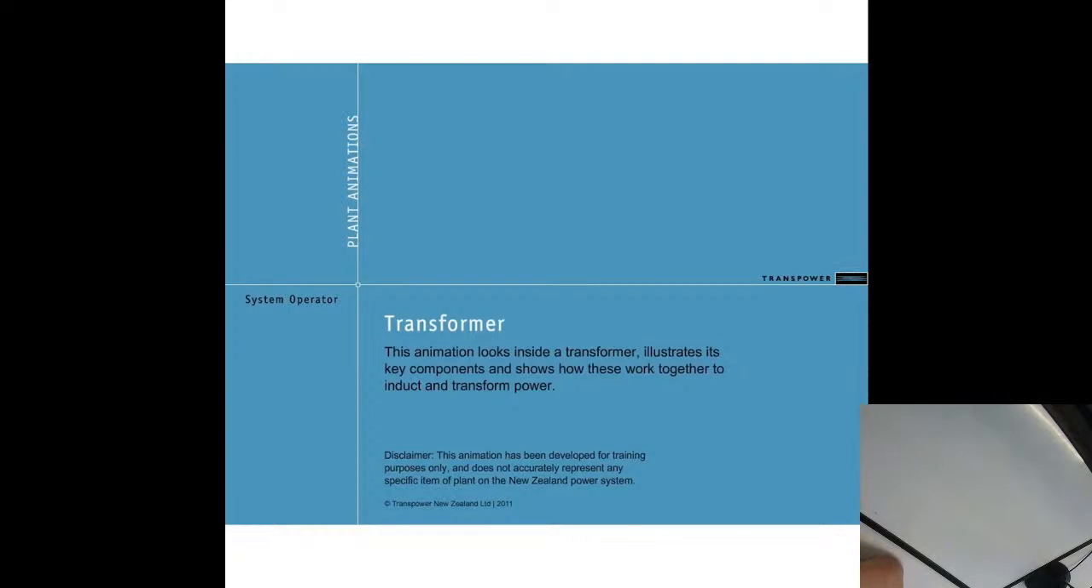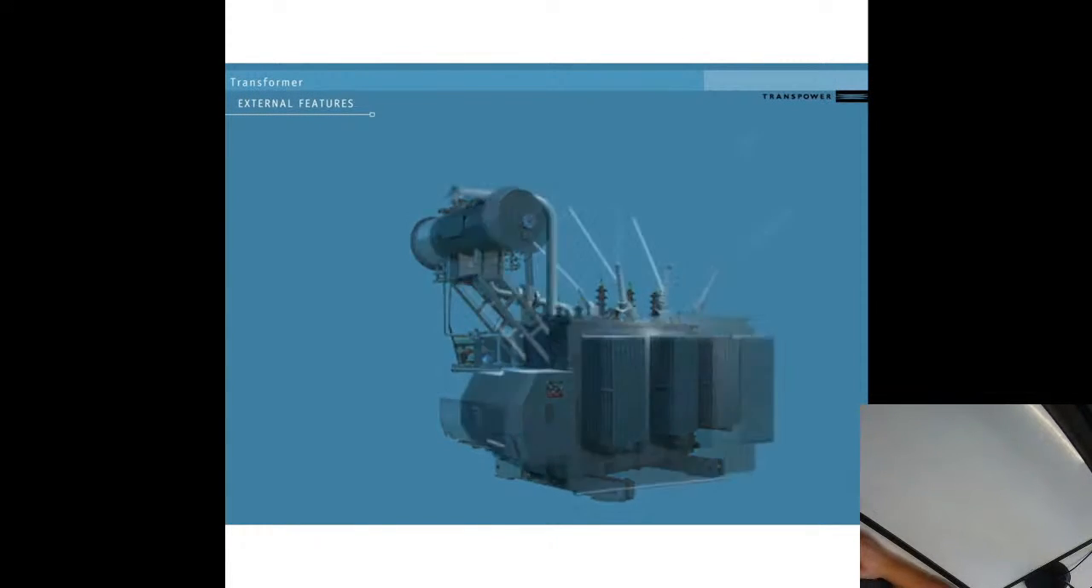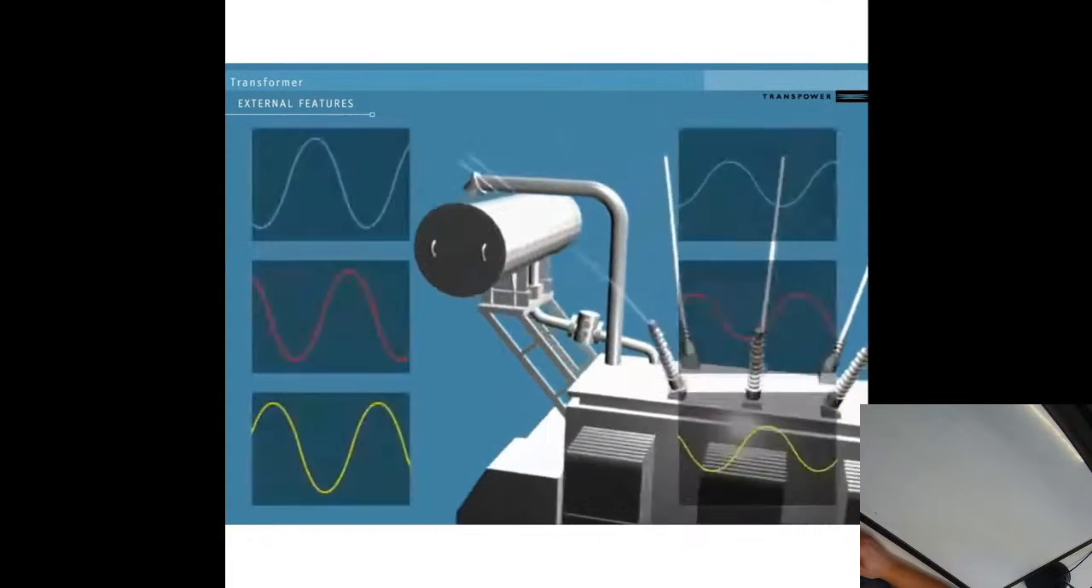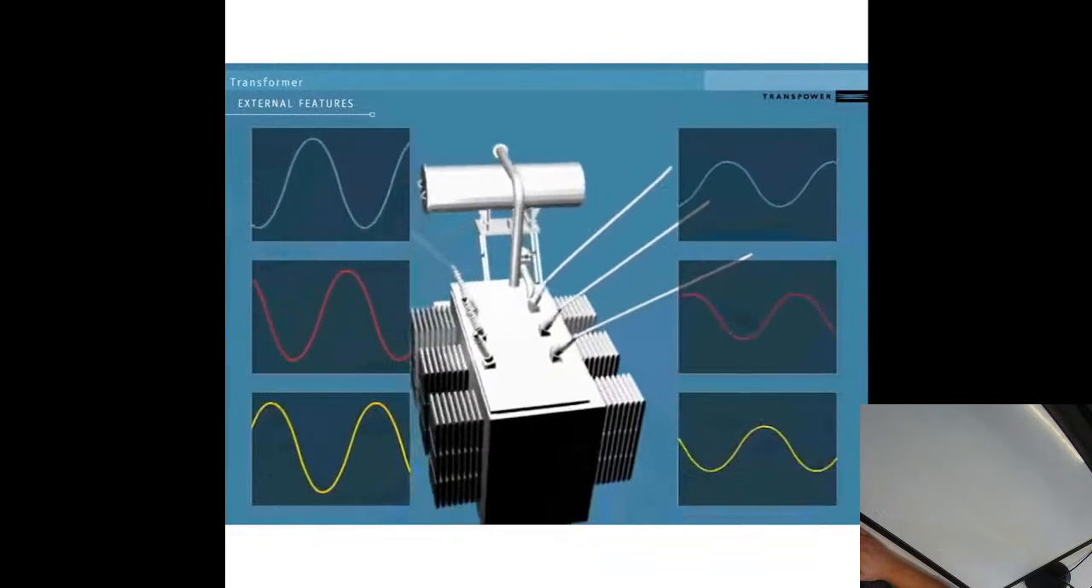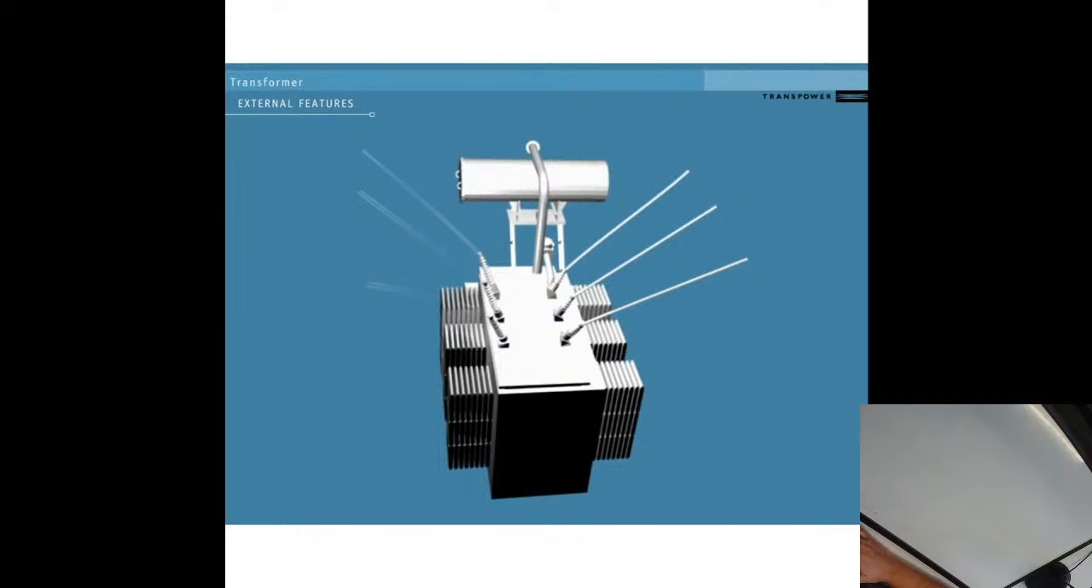In this animation, we'll look at how a transformer works. Wow, he's Australian. This is a typical oil-cooled step-down transformer. Transformers step voltages up or down. Electricity comes in on one side at one voltage and goes out on the other at a different voltage.